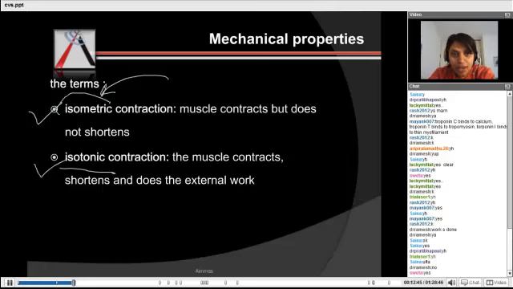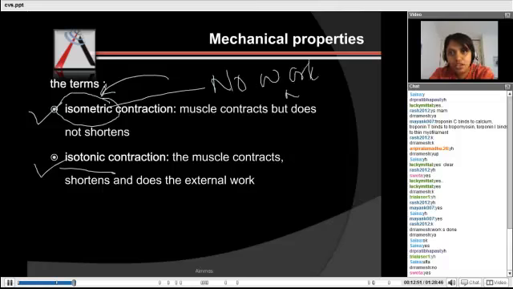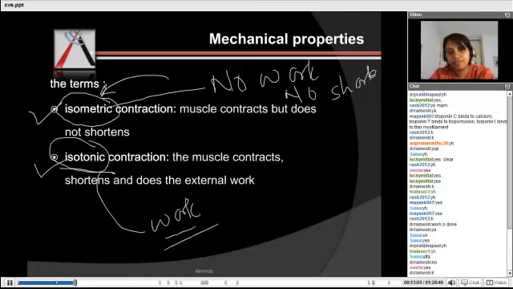Okay, isometric: no work, no shortening, but the muscle is trying to contract. Isotonic: the muscle is contracting and work is happening.